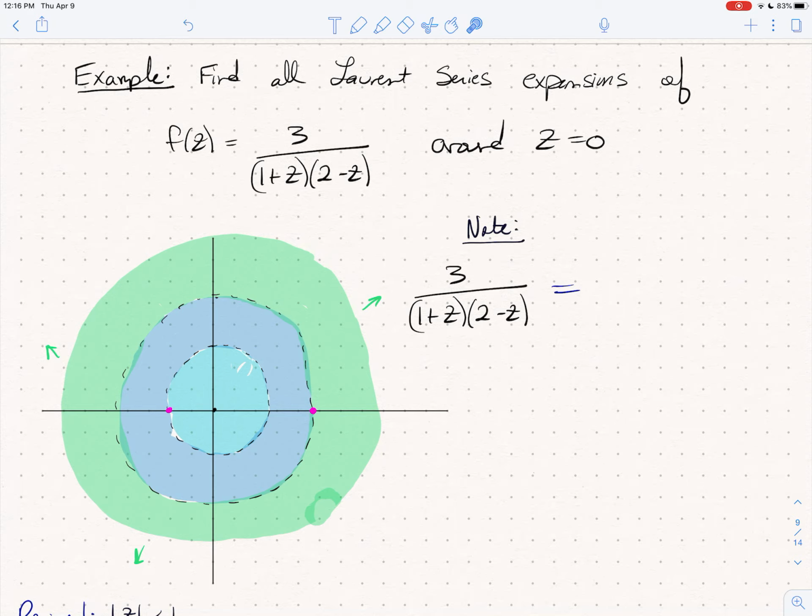And so I'm actually going to have different Laurent series representations at each stage, right? On this disk, there is one Laurent series. On this purple annulus, there's one Laurent series. And on the green annulus, there's one Laurent series. But they're different depending on the annulus.